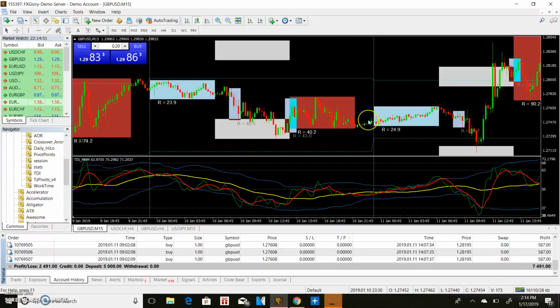So this is demo, but I'm gonna trade some real live stuff for y'all and let y'all see. But I made $2,000 as y'all can see right there. But other than that, that's the basics.